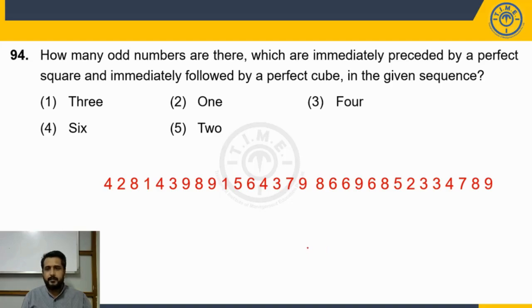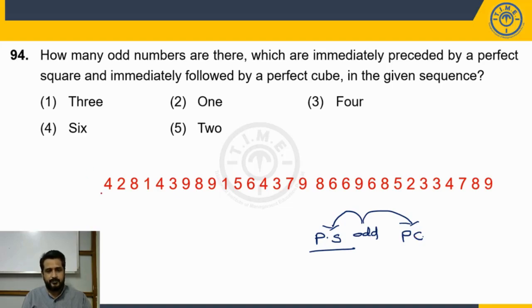How many odd numbers are there which are immediately preceded by a perfect square and immediately followed by a perfect cube in the given sequence? So we have to look at an odd number immediately preceded by a perfect square and immediately followed by a perfect cube. Perfect square, odd number and perfect cube. So look at the perfect square and then the odd number and then the perfect cube. It will be easy, right?